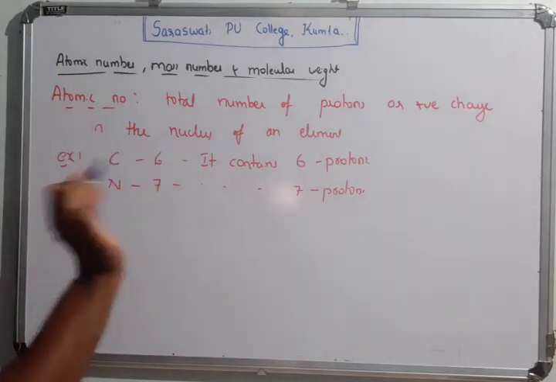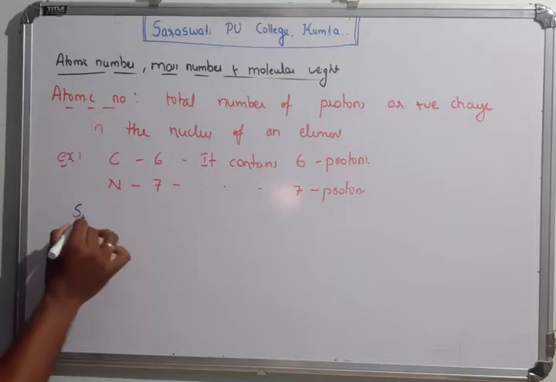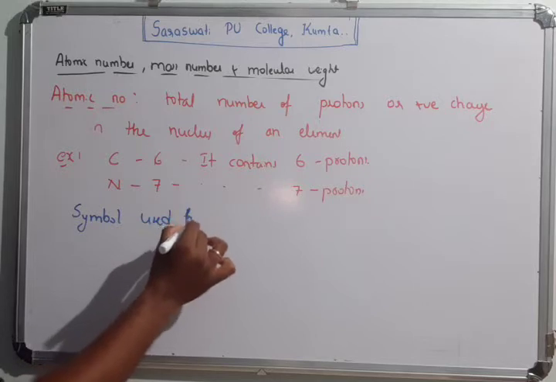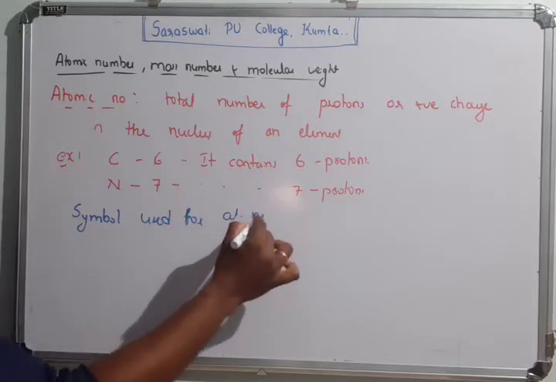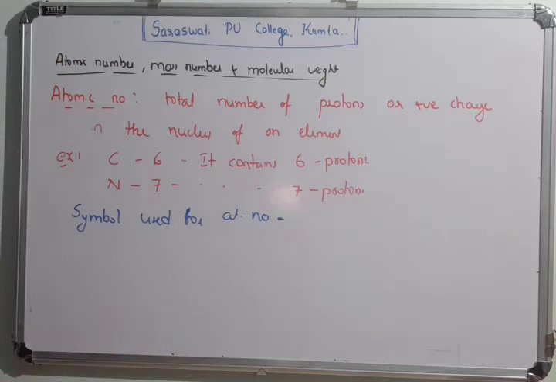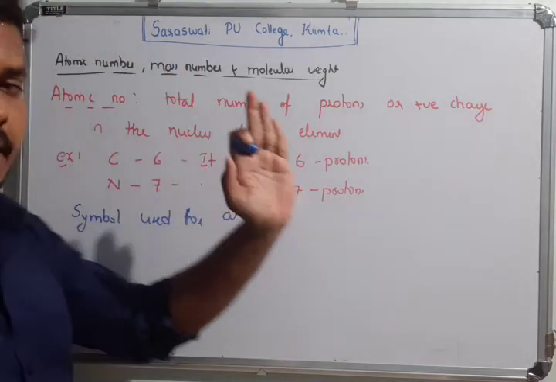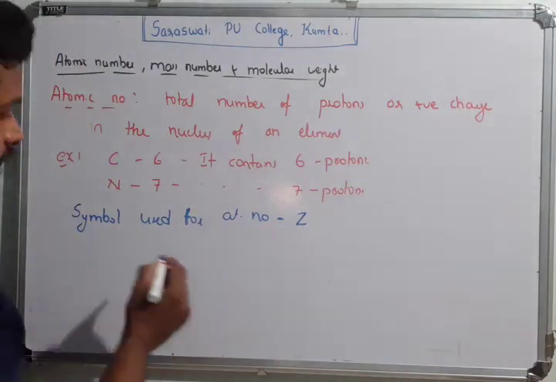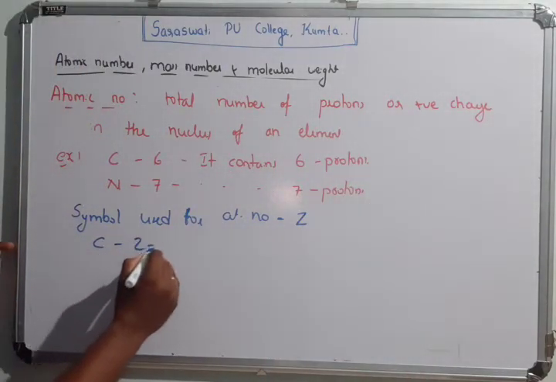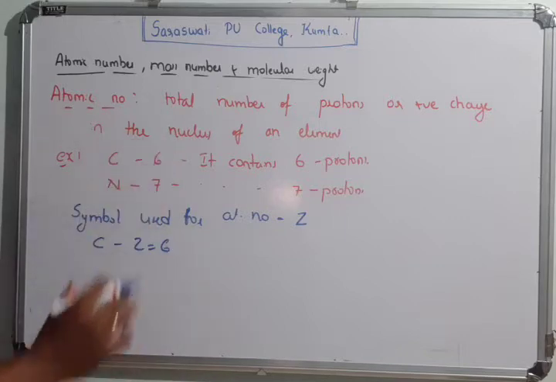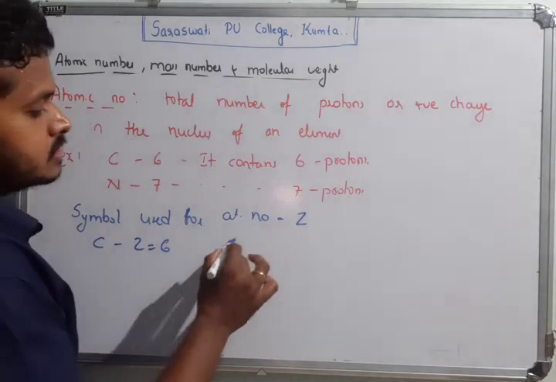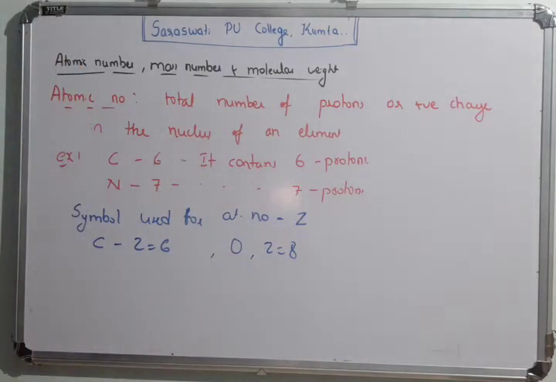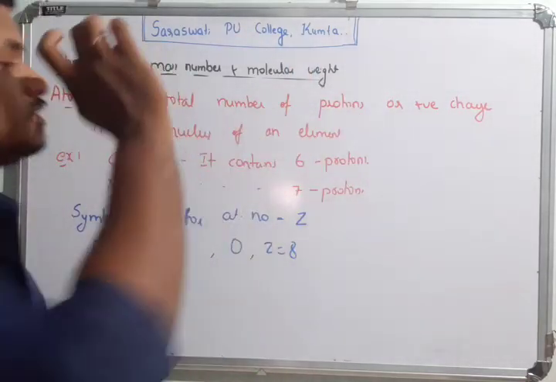What I forgot to add is the symbol used for atomic number. Always remember, if I use this symbol, you must understand that I'm referring to atomic number, that is Z. So let me tell you that carbon has a Z value of 6, which means its atomic number. If I only mention that oxygen's Z value is 8, what does it indicate? Its atomic number is 8. It indicates again that it contains 8 protons in its nucleus.